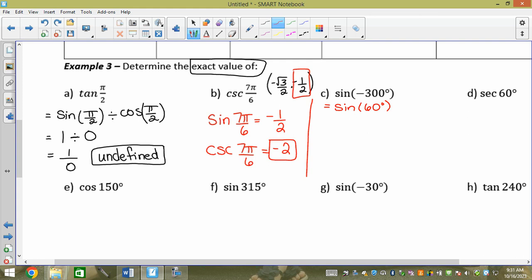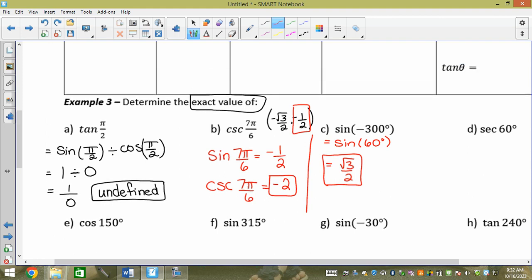So sine 60. What is sine at 60? Root 3 over 2. Can you check all of these? Yes, you can type every single one of those questions in. How would I type in cosecant, though? Let's go back to this one. Go to my formula sheet. My formula sheet says cosecant is what? 1 divided by sine.